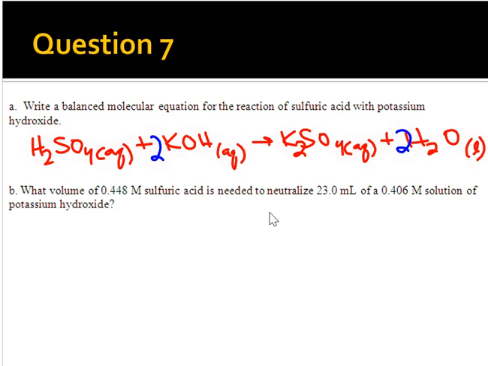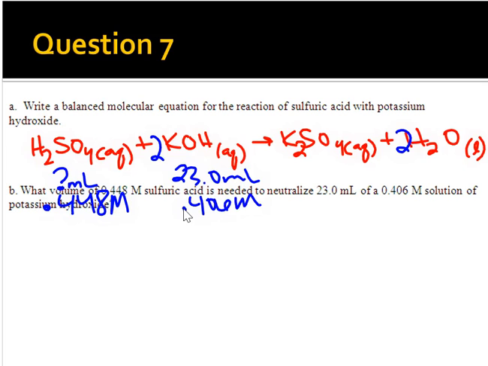This is actually a titration. So with titrations, you legitimately are using stoichiometry. So we're going to build off of this reaction that we have up here. I'm going to go ahead and write the information that the problem just gave me underneath the acid and the base. It says what volume of the acid, so that's what I'm solving for, how many milliliters, but I do know its molarity, it's 0.448. The base, there was 23 milliliters, and its molarity was 0.406.